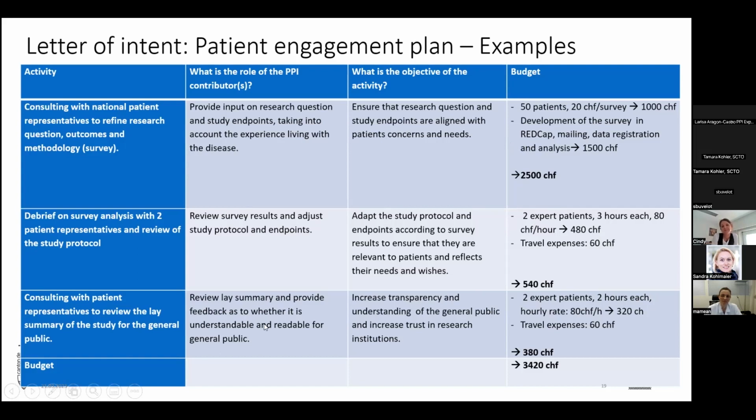And then finally, you can also ask 2 expert patients to review your lay summary to make it more understandable and clear for the public. And this will be more or less 400 francs. And so the total budget for the preparatory phase would be 3,400 francs. So those are just examples to show you how it could be filled.